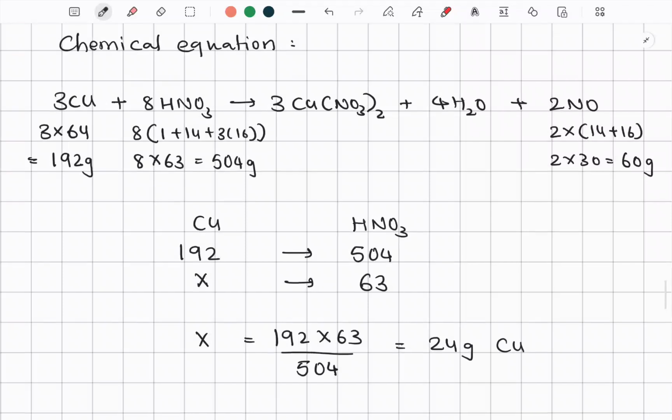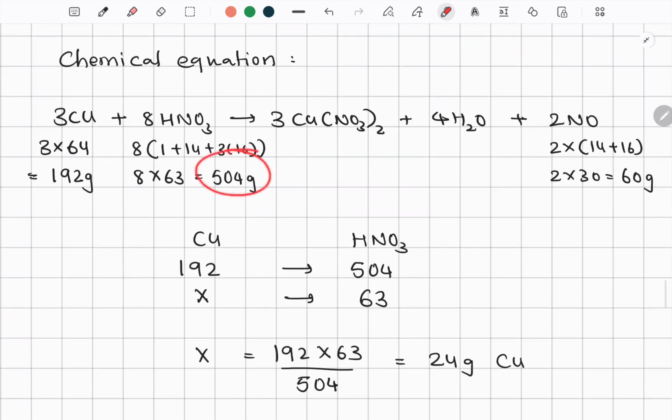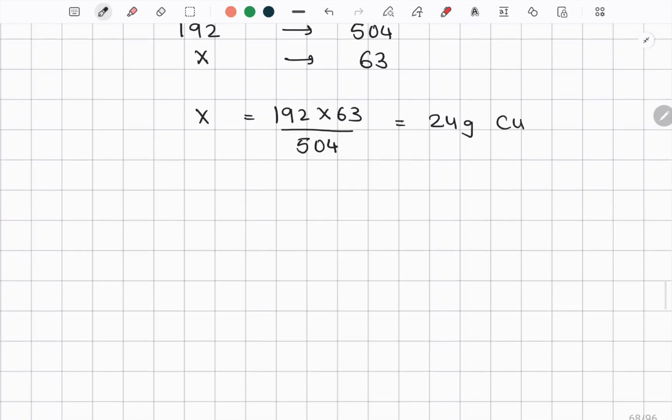Now let's solve for the second part. In the second part, it was asked to calculate the volume of nitric oxide, which is the NO, collected at the same time. Same time means not at the 504 gram, but at the 63 grams of nitric acid. So definitely we're going to use the unitary method over here, for nitric acid and nitric oxide.